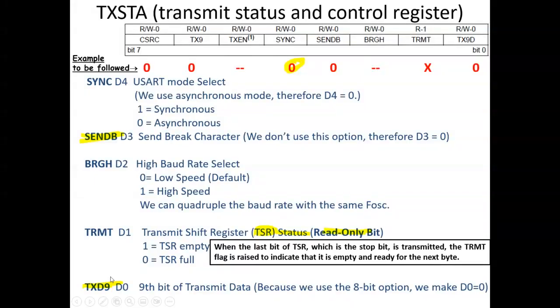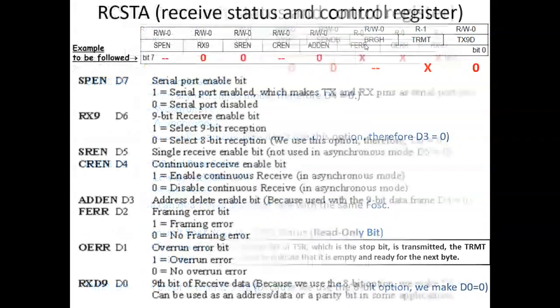For you, you have to focus just on these bits. The TX enable is 1 if you are sending, the sync bit is 0, and here you have to check the value of the BRGH bit. Is it high or low? Generally in the question they give the value of BRGH, or they say, for example, high speed or low speed. This is for the TX status.